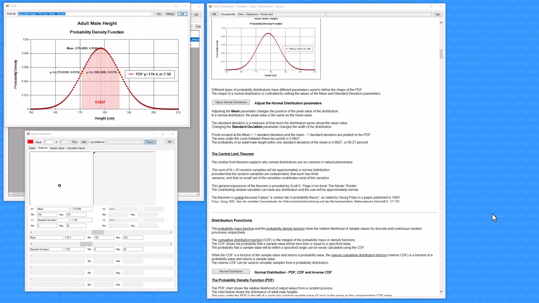The theorem is central because it plays a central role in probability theory, as noted by George Polya in a paper published in 1920.